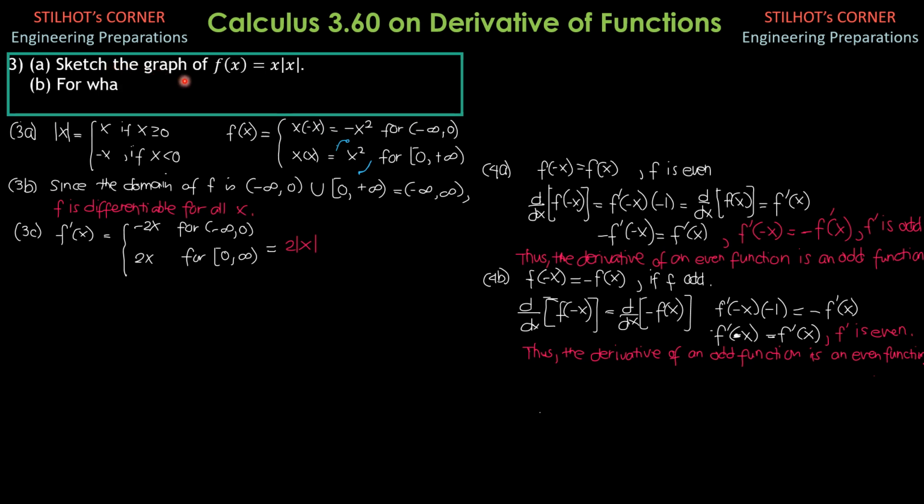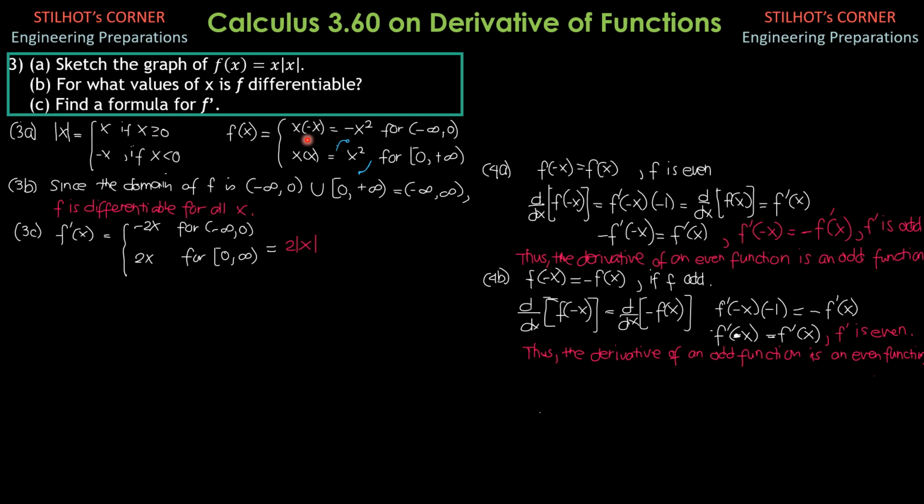3.A, sketch the graph of f of x equals x times absolute value of x. Then for what values of x is f differentiable, and find a formula for f prime. So we know that absolute value of x is equal to x if x is greater or equal to 0, and it is negative x if x is less than 0. So we replace absolute value x by corresponding values here.